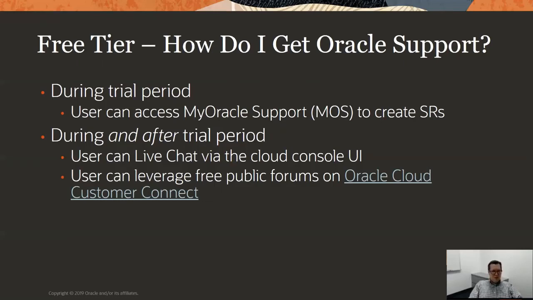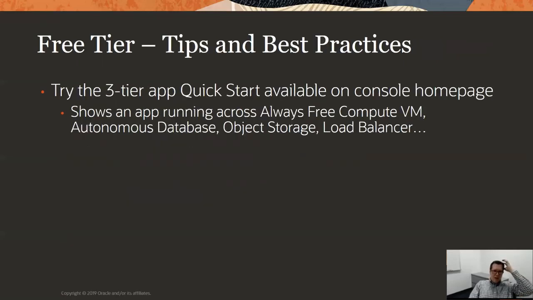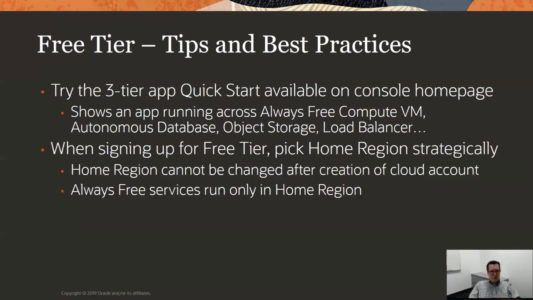So you do have means to go get questions answered even when you're in the exclusively always free state. Tips and best practices. Take a look at our 3-tier app. On the console homepage, there's a 3-tier app that will deploy into VMs, Autonomous Database, object storage, load balancer. It consumes a whole bunch of stuff. You can easily delete instances and back out of it, but it shows you a nice orchestrated app running across lots of free resources.